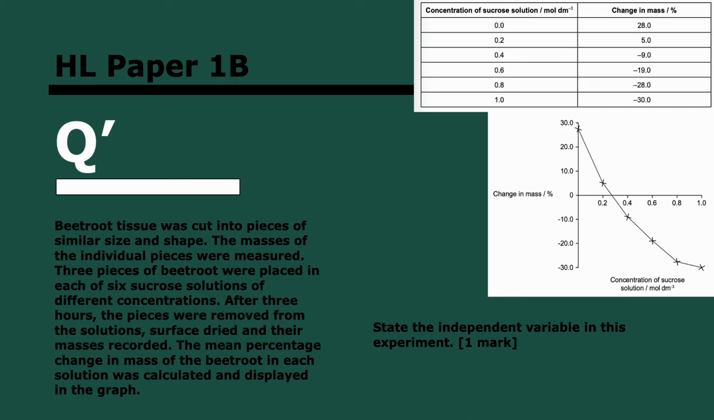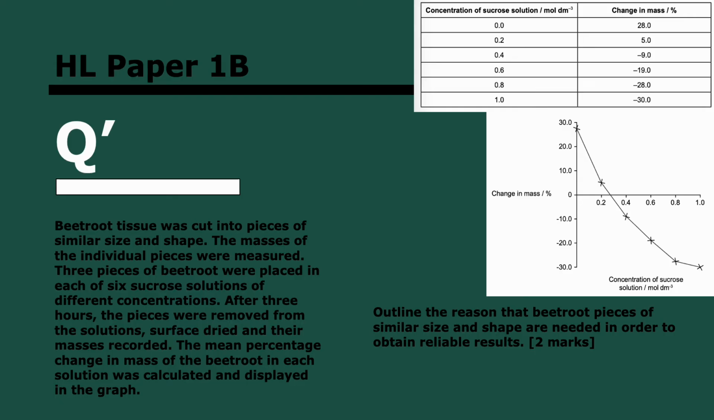All right, so the first question is state the independent variable in this experiment. This should be easy. It's the sucrose concentration, right? That's the independent variable, and the dependent variable is the change in mass. Next question. Outline the reason that beetroot pieces of similar size and shape are needed in order to obtain reliable results. Okay, so this is again about experimental design. Well, because if you have them being different sizes and shapes, they're going to have different surface areas, and that affects osmosis, because remember, osmosis happens across membranes, right? And that is determined by the surface area.